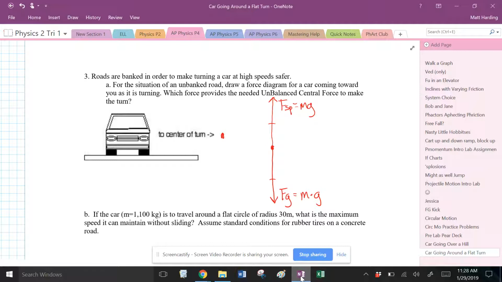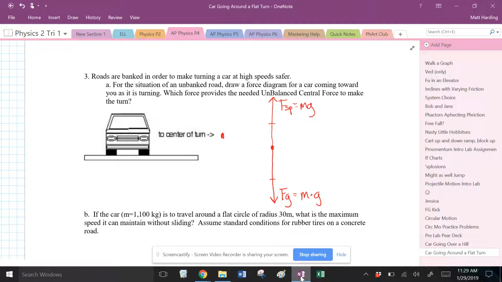You've got gravitational force down. That would be mass times g, the 10 newtons per kilogram. Got a normal force pointing up, and if we don't have any kind of added downforce from wings like on an F1 car or an Indy car, that normal force is going to equal the gravitational force.